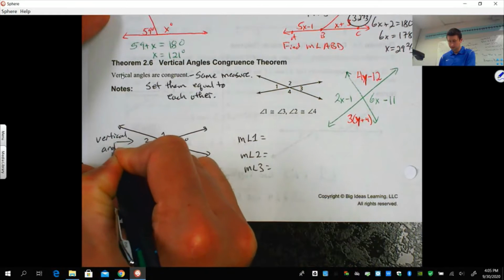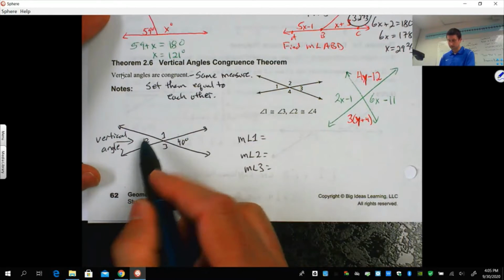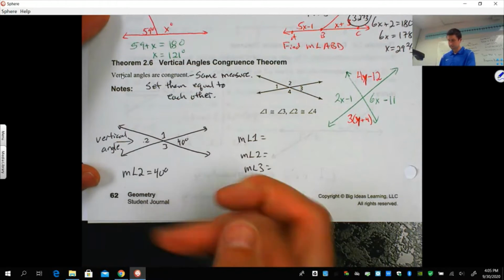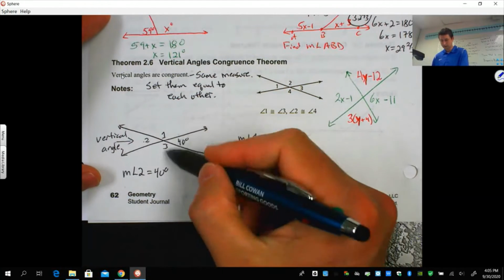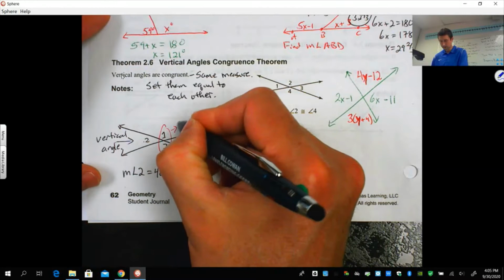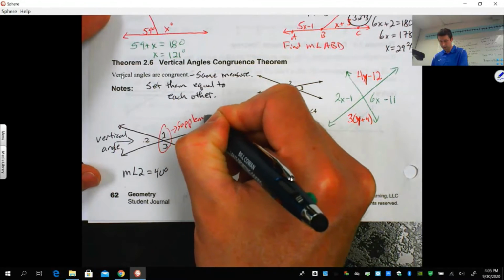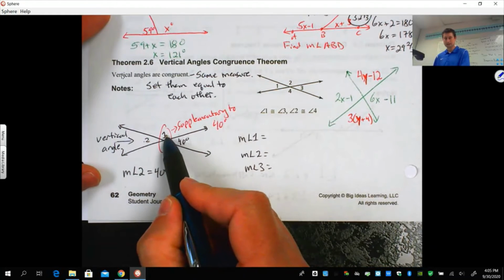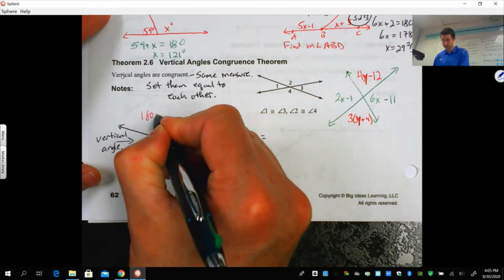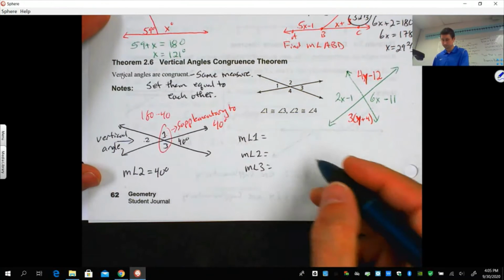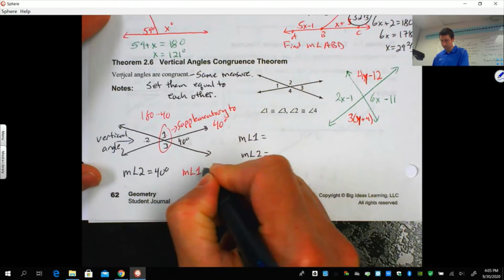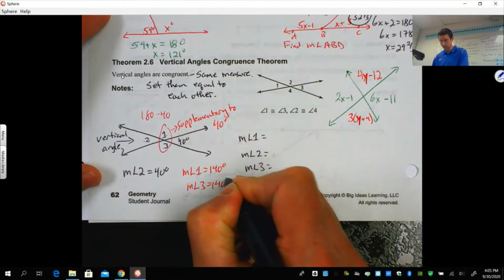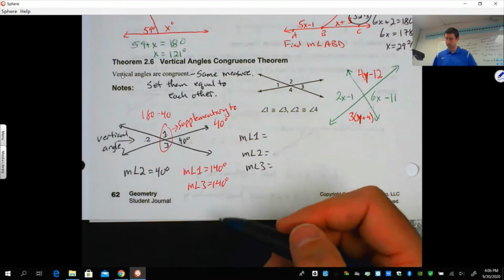Sometimes they're called opposite angles. I think that makes more sense, but that's the vertical angle. So the measure of angle 2 is going to equal 40 degrees. Okay, now 1 and 3, these are going to be supplementary to 40 degrees. So if you want to find these angles, you have to take 180 minus the 40. So the measure of angle 1 would equal 140. Measure of angle 3 equals 140 because those two are vertical angles as well.